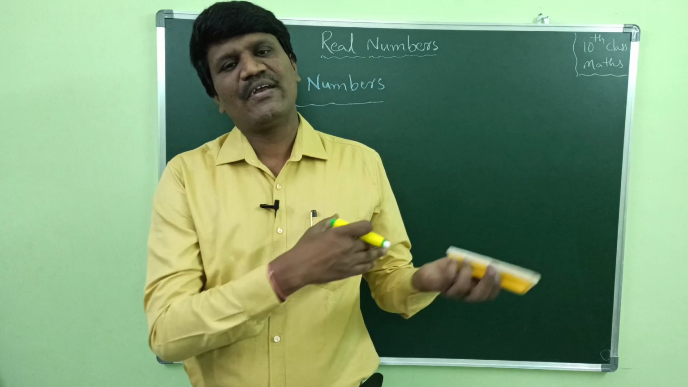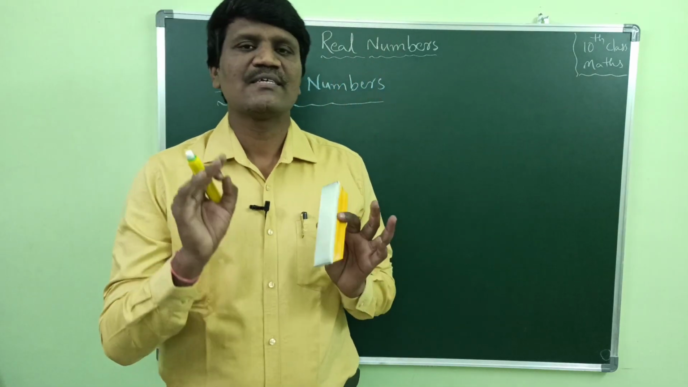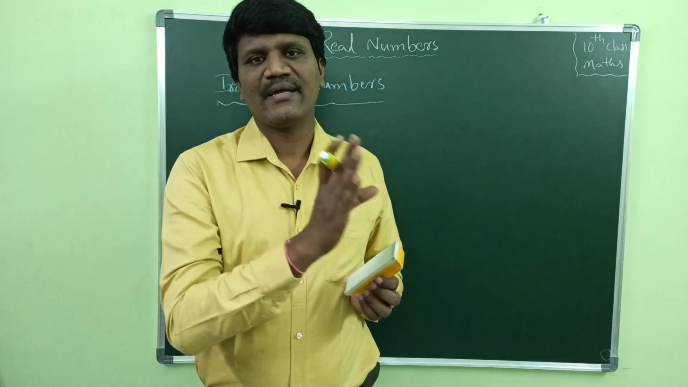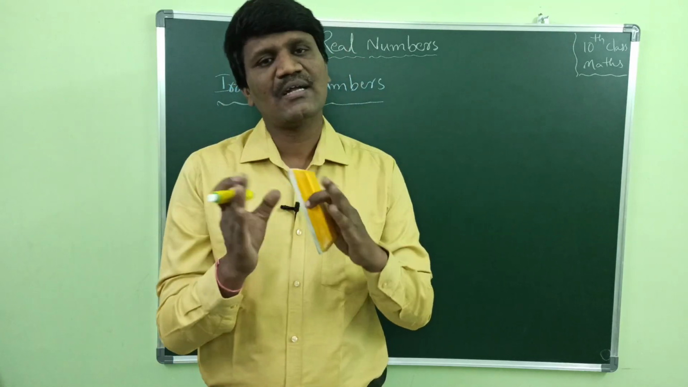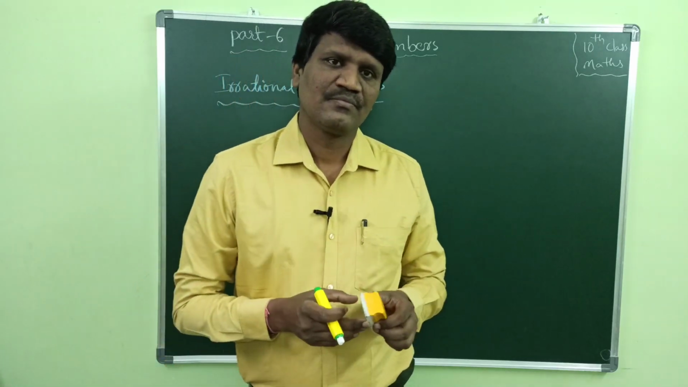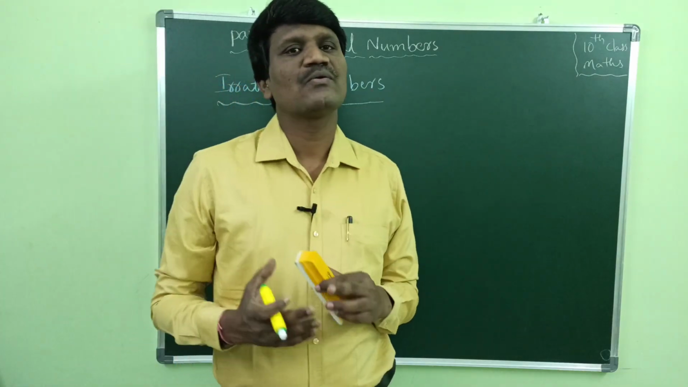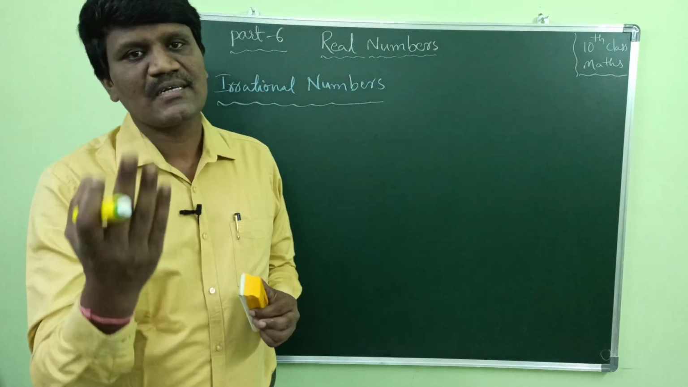In the previous video, the part 5 video, we have seen what is the terminating decimal and what is the non-terminating repeating decimal. Both terminating and non-terminating repeating decimals are rational numbers. In this video, part 6 video, we are going to see about irrational numbers. How to represent irrational numbers.